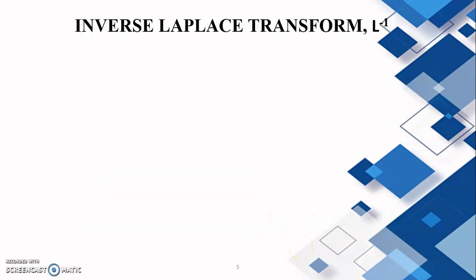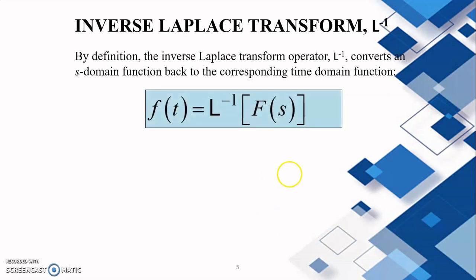Now we look at the inverse Laplace transform, L inverse. By definition, the inverse Laplace transform operator, we write as capital L with a power of -1, converts an s domain function back to the corresponding time domain function. So this is the general formula for the inverse Laplace transform: f(t) equals the inverse Laplace of capital F in the bracket s.